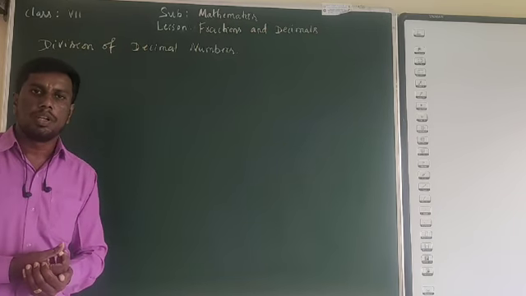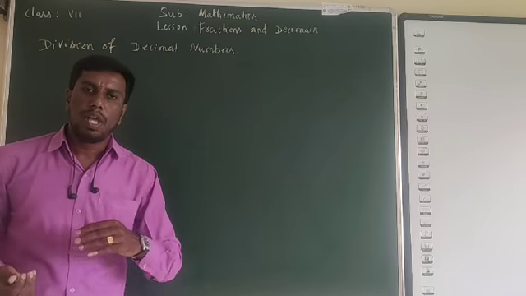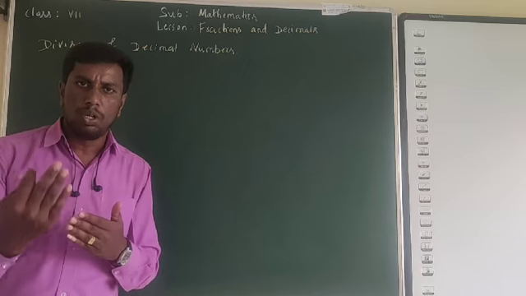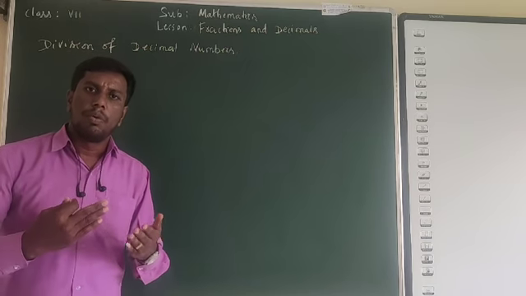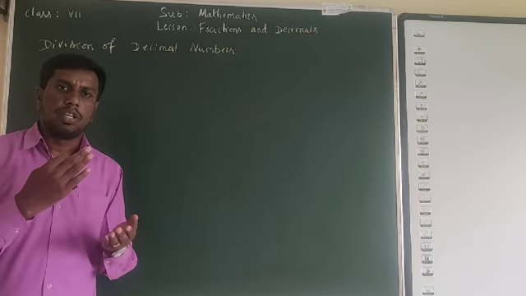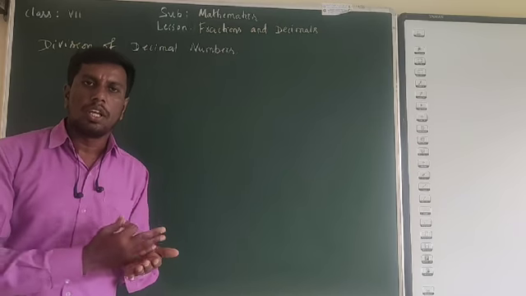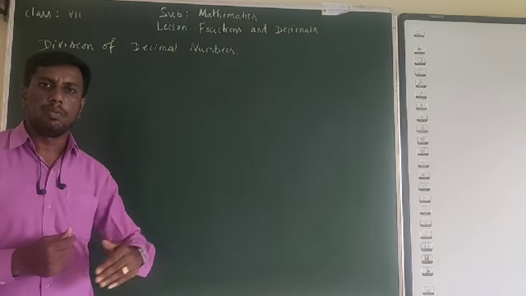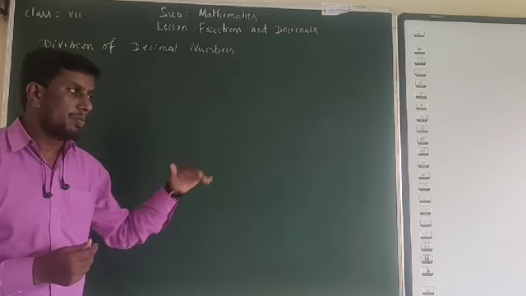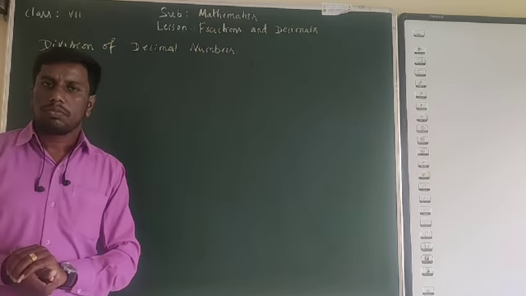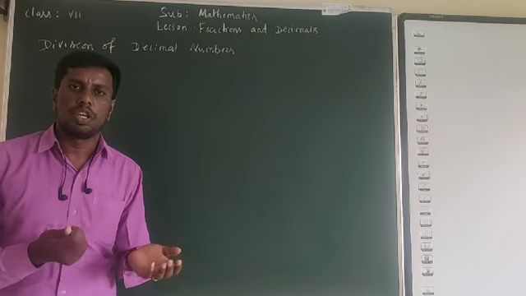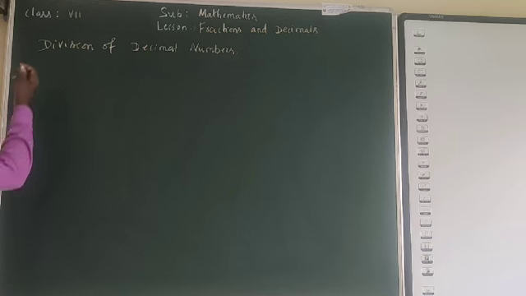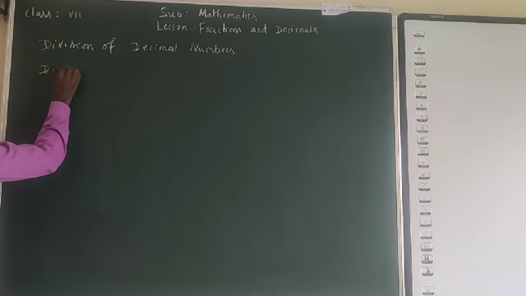Here also we will have three parts: division of a decimal number by a whole number, division of a decimal number by multiples of 10, that is 10, 100 and 1000, and division of a decimal number by a decimal number. We will discuss these three points. First we will discuss division of decimals.